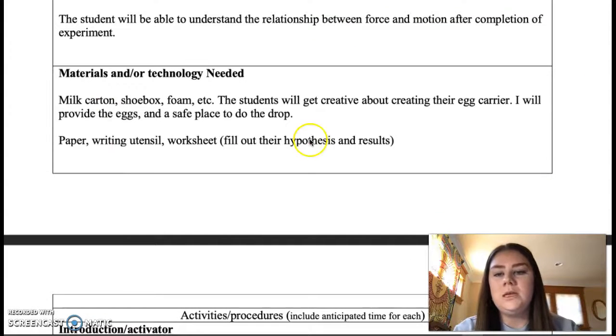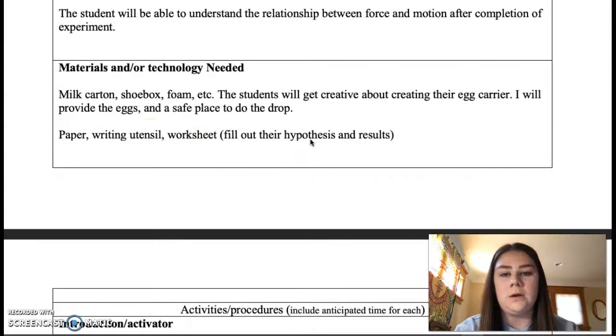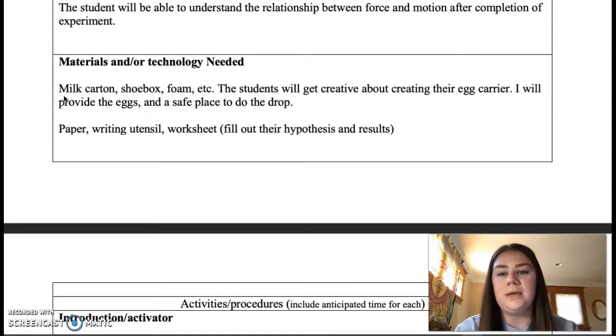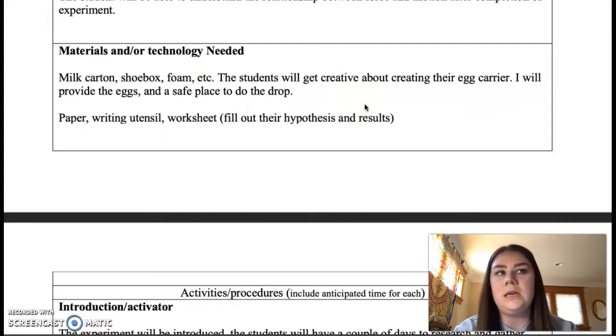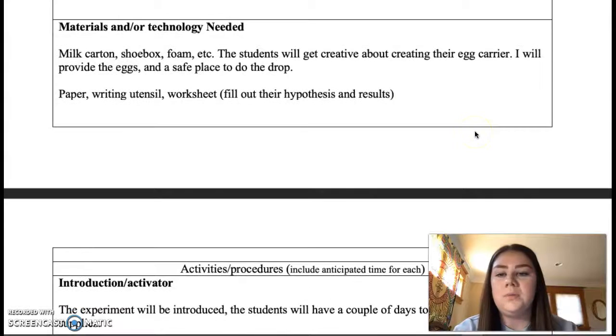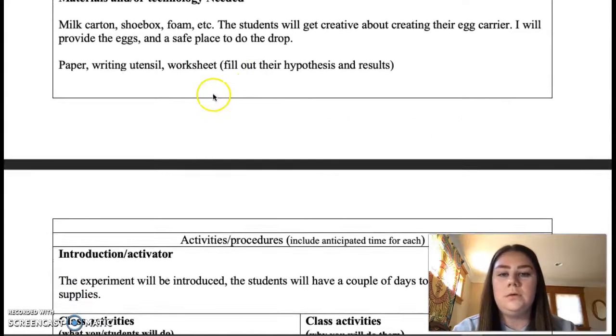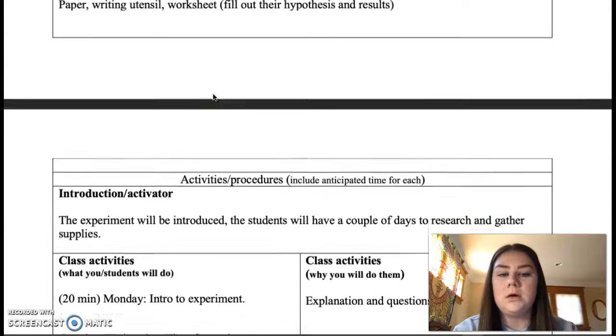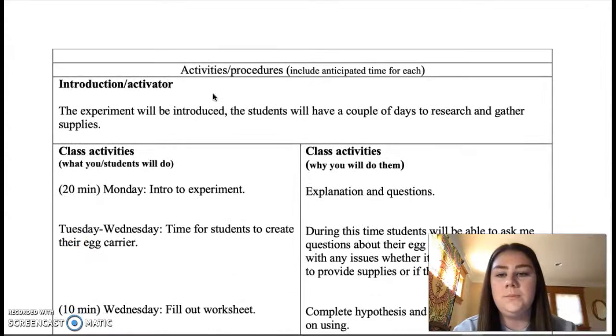The materials needed for this is where the students are going to have to get pretty creative in creating their egg carrier. I've provided a couple of examples. I could probably include more, but like a milk carton, shoebox, foam inside of it, maybe some bubble wrap. Another thing I probably could have included here is that they'll be allowed to really do anything that they want. They could create a parachute or some kind of thing for their box, and then they'll have a worksheet to fill out with their hypothesis and their results that they'll have to turn in.